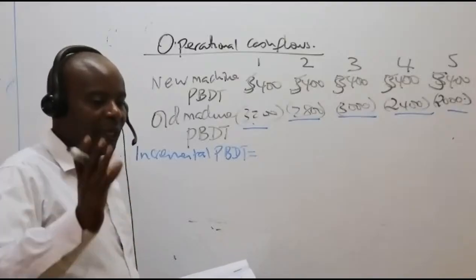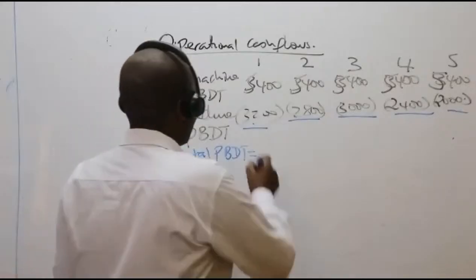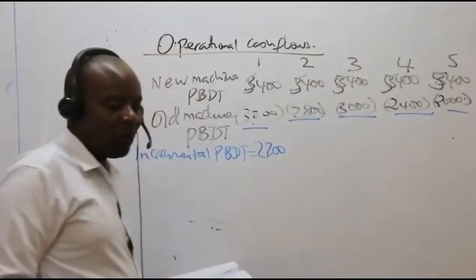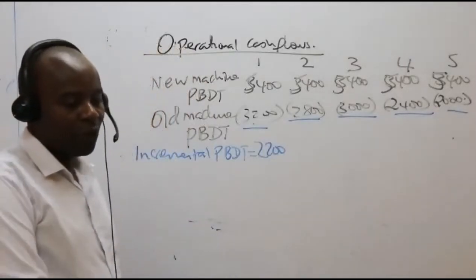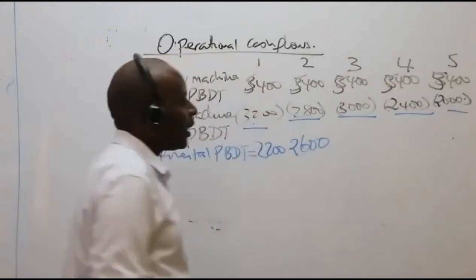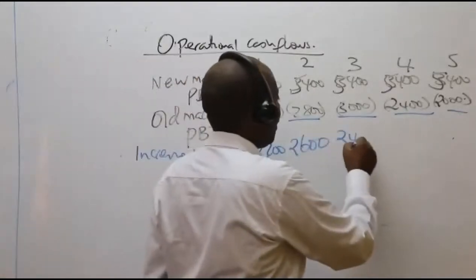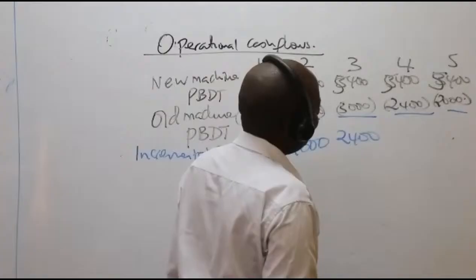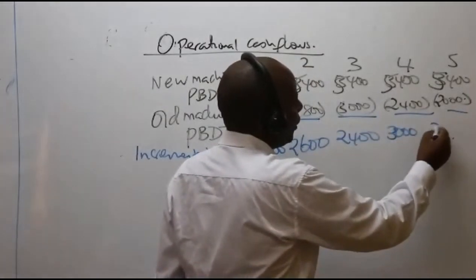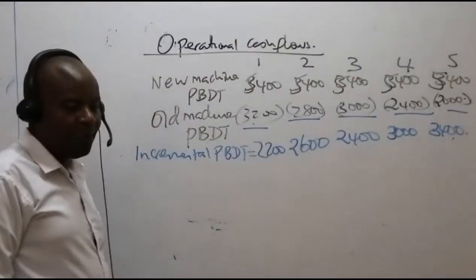If we bring this machine, how will our profits here increase? So the first one, I'm being told, is 2,200. How about the second one? The second cash flow is 2,600. How about the third one? The third one will be 2,400. How about the fourth one? The fourth one, this 54, this will be 3,000. And then we have the last one, which is 3,400. So, ladies and gentlemen, that is our incremental PBDT.